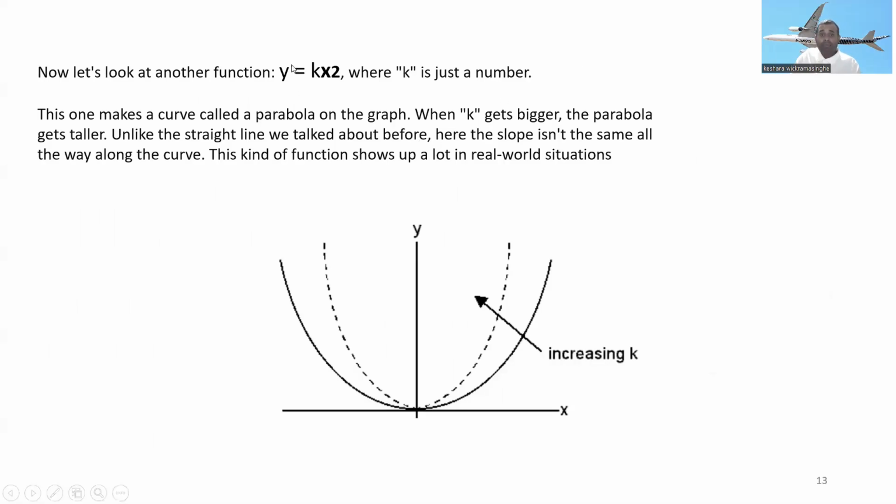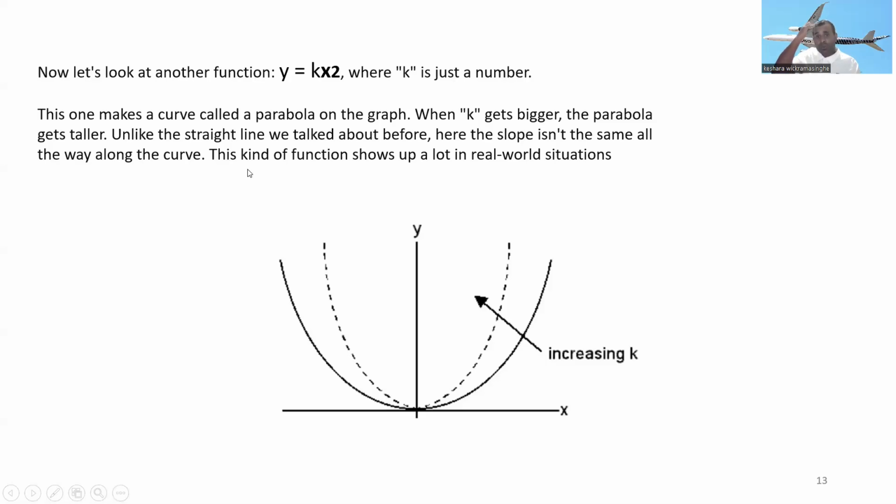So when k is getting bigger, the parabola gets taller, right? It means when k is increased, the parabola gets taller, like this. Okay, so unlike the straight line we talked about before, here the slope isn't the same. It means the slope is not the same everywhere. In this place you can see the slope is different, and at this place the slope is different, right? It's the same way along the curve.